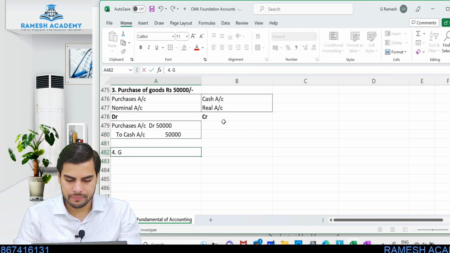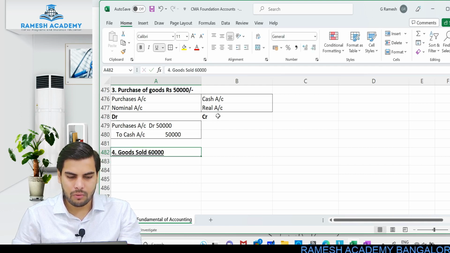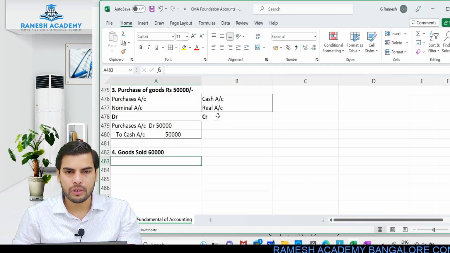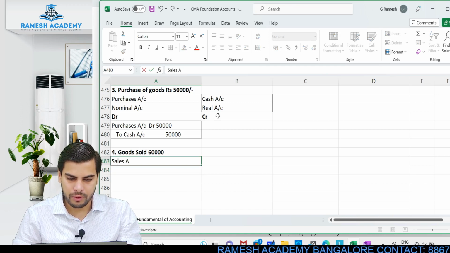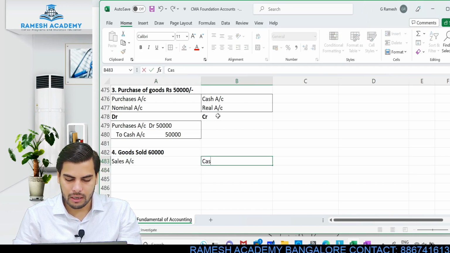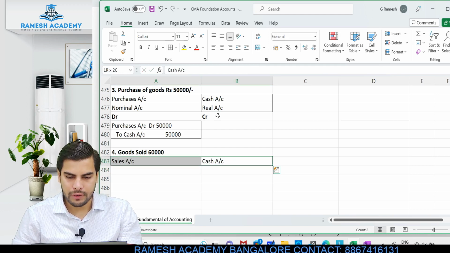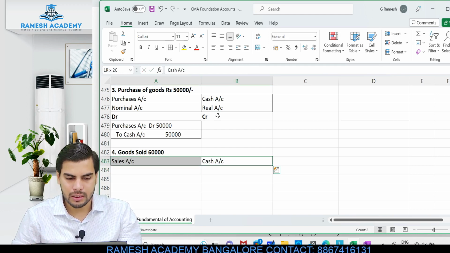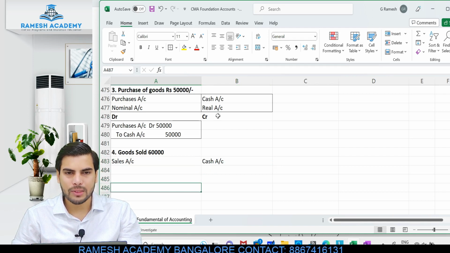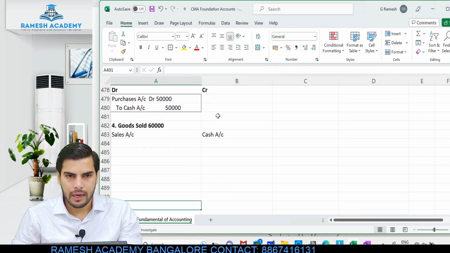Let's say goods sold, 60,000. Let us understand what exactly will be the journal entry for this. The two accounts which will get affected because of this transaction would be, one the sales account, another the cash account. These are the two accounts which will get affected, sales as well as cash. Now sales, is it your expense or income? It is your income, right?